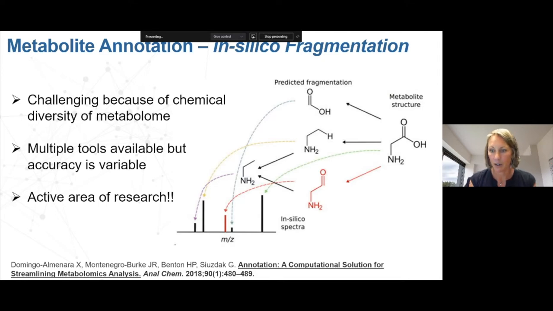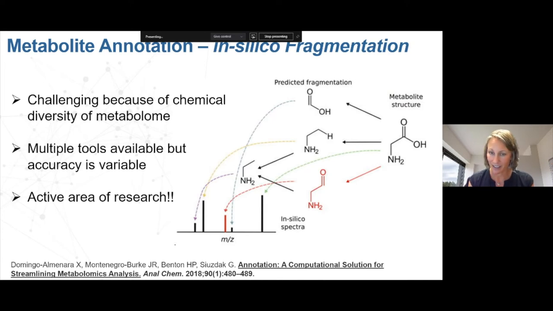And then we can predict what peptides we're gonna get from a trypsin digest. And then because peptides share this peptide backbone, we can predict if that peptide were to fragment in a mass spectrometer, what is it going to look like? Now, unfortunately, with metabolites, again, because we have this huge chemical diversity, it's very difficult to predict what those fragmentation events are going to be. It's not impossible, but it's much, much harder.